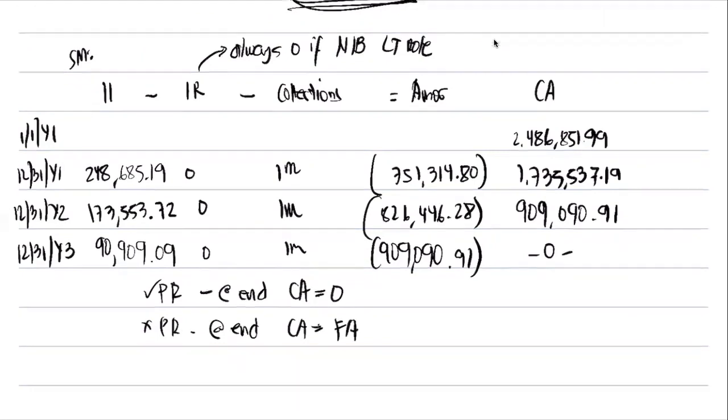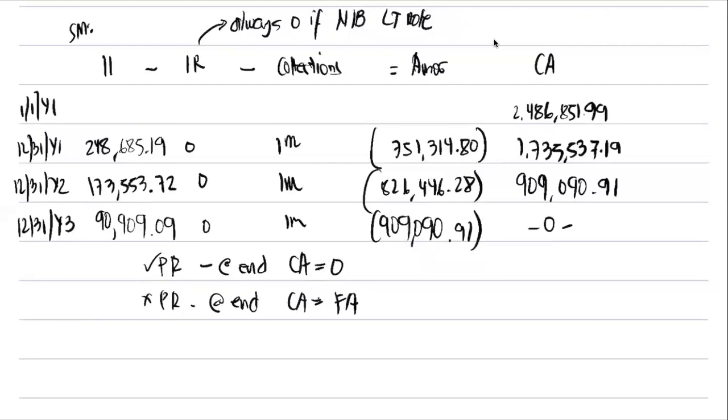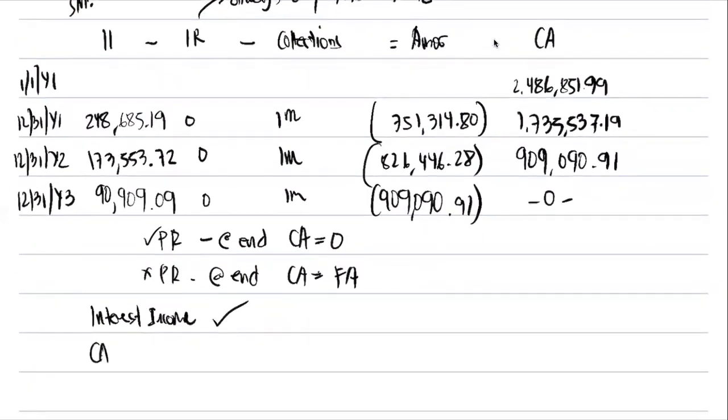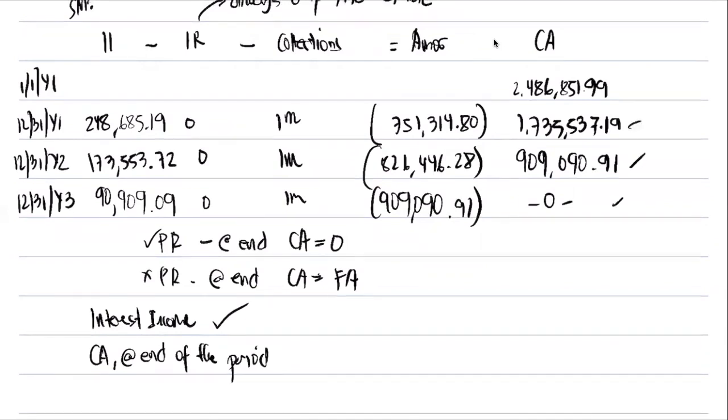Okay, so what's the use again of this amortization table? You can already determine the amount of interest income. You can already determine the carrying amount at the end of the period, depending on the period, so year 1, year 2, and year 3. Okay, so again, what did we learn regarding your subsequent measurement? We learned about your amortization table, how to prepare it, what is the effect of your amortization to the carrying amount, and what is the ending carrying amount if ever there is a principal repayment or no principal repayment from the note.